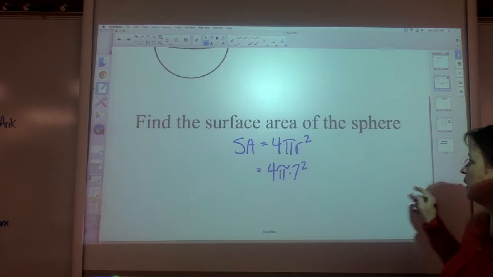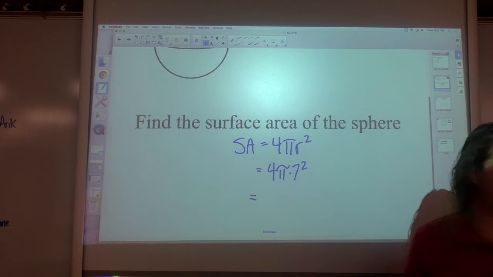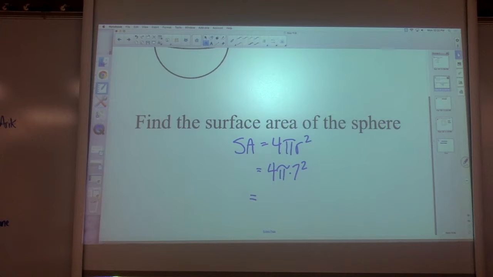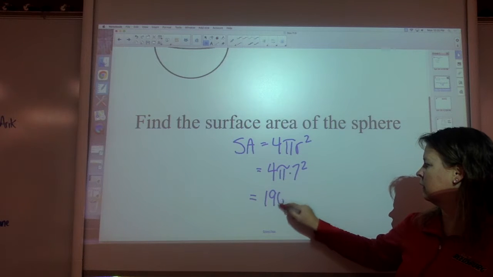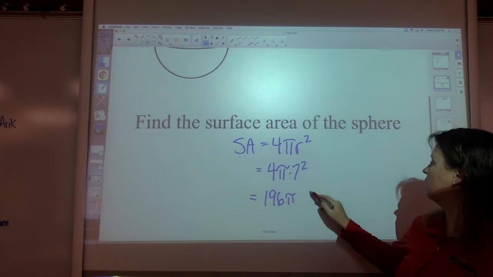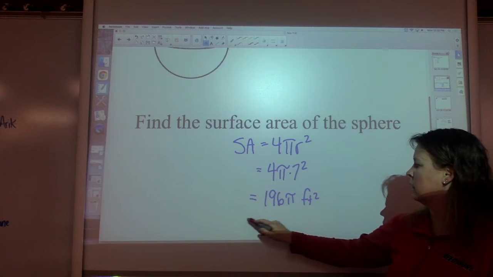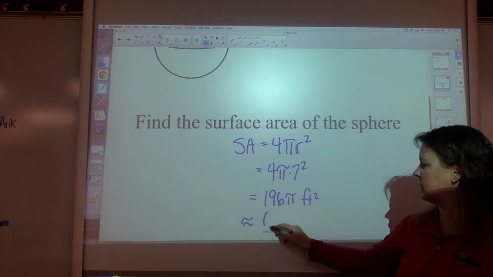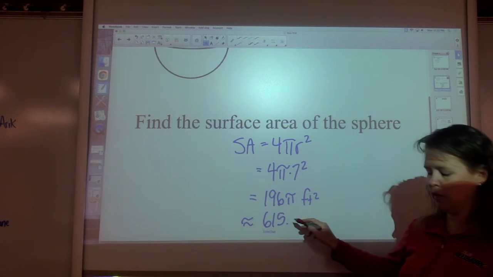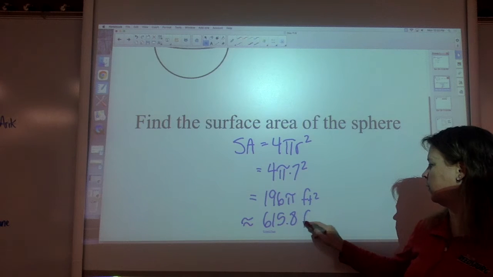Exact answer to that, you're going to take 4 times 7 squared and get 196 pi, and then that is square feet. What is the approximate answer to that? You're going to multiply that times pi and get 615.8 square feet.